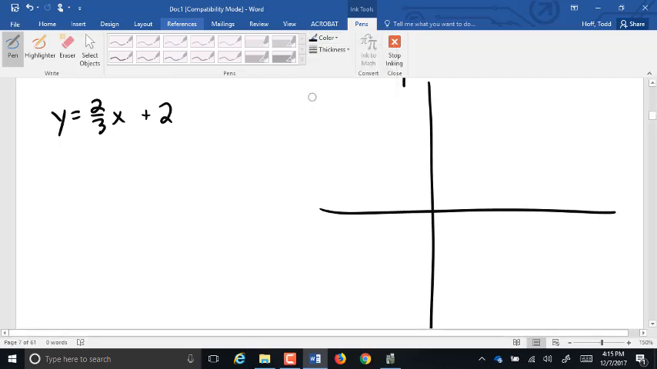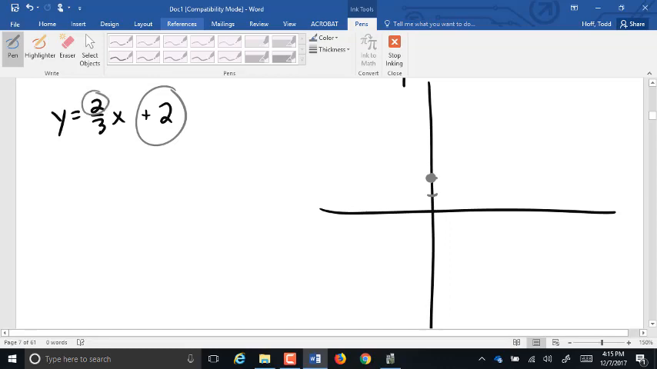So on the graph here, this line is going to start at what? The +2. That's the number that's added or subtracted. That is the first point on my graph. Now the 2/3 is a fraction. That's our slope. Which number is the rise? The 2. The numerator is the rise.